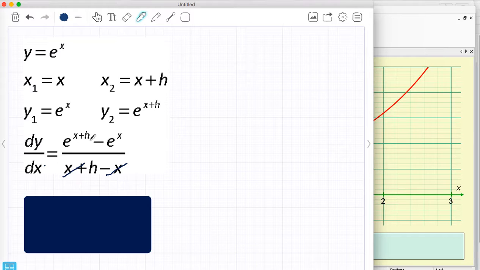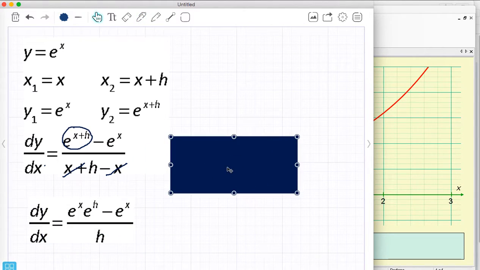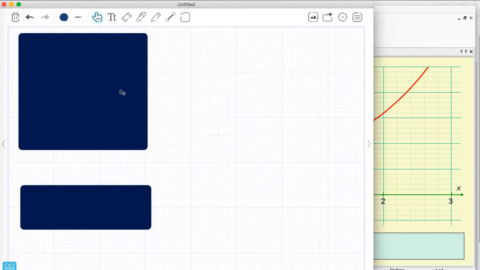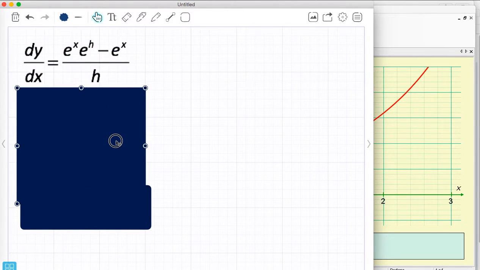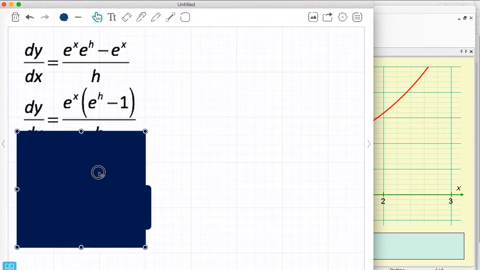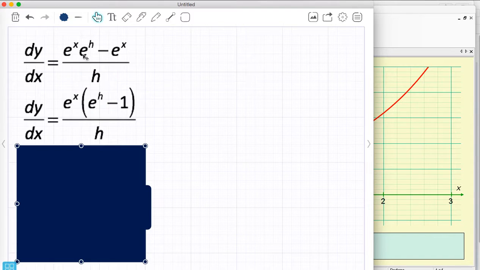On the top I want to think about splitting this up, and that will split up to give me this. So that's just a rule of indices. Now from there, starting from this point, I would like to factorize the top part. So I can take the top part there, take out the e to the x, leaving me e to the h, take away 1, all divided by h.